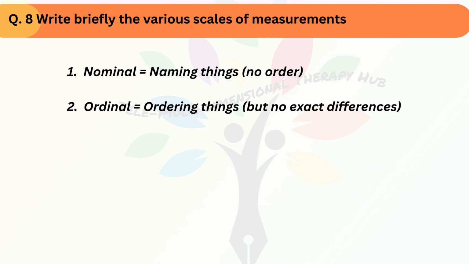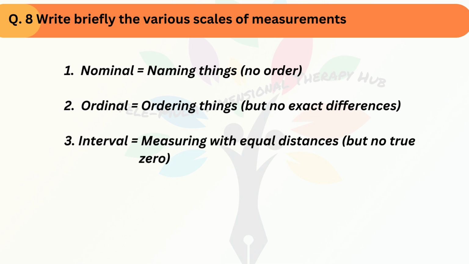Second, ordinal. Ordinal means there are no exact differences. It's about putting things in order, but you don't know how much difference there is between them. For example, ranking, first, second, third. So the first rank can be 98% and the second rank can be 97 point something. So we don't know the difference.